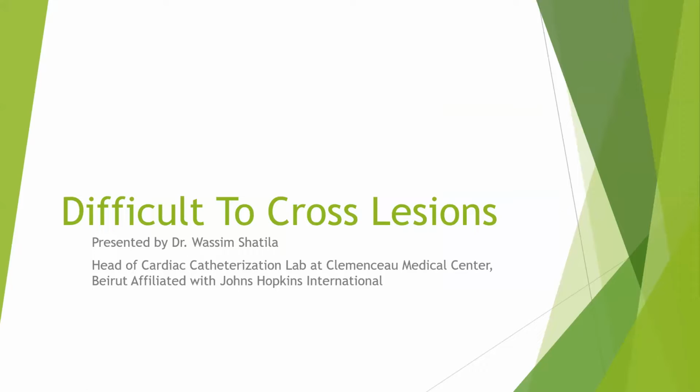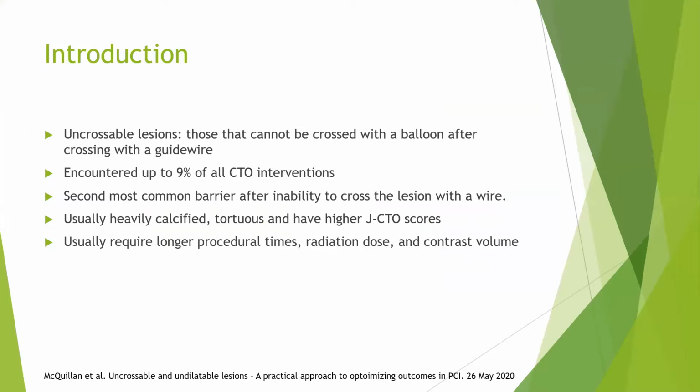Thank you, everyone. I'll be talking a little bit about techniques to cross difficult lesions and my experience with Alveo 0.75. Uncrossable lesions are those that cannot be crossed with a balloon after crossing with a guide wire. So you're able to cross with a guide wire, but you cannot pass your balloon. This is encountered in up to 9% of all CTO interventions, and it's the second most common barrier after inability to cross the lesion with a wire.